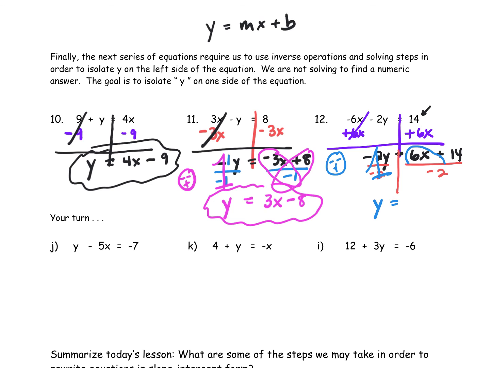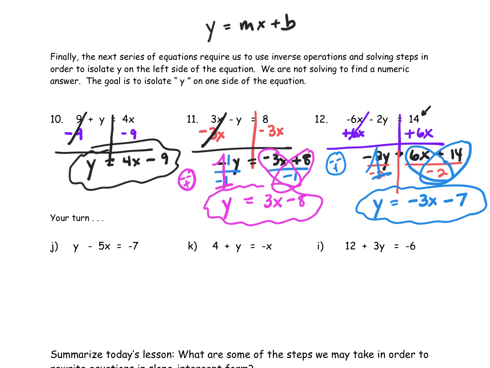On this side, 6x divided by negative 2, or 6 divided by negative 2 is going to be negative 3. Now we bring down the x. And then positive 14 divided by negative 2, that's going to give me a negative 7. So this is now in slope-intercept form.